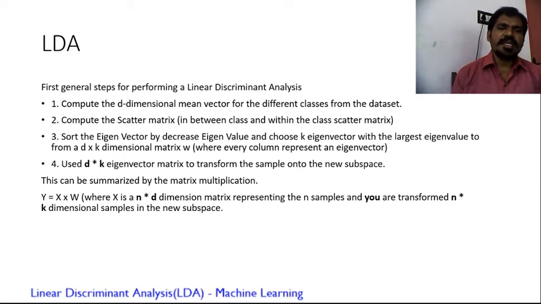So these are the general steps for performing LDA. First we compute the mean vector for the different classes from the dataset. Then we compute the scatter matrix. Then we sort the eigenvectors by decreasing eigenvalue and choose k eigenvectors with the largest eigenvalues to form a d into k dimensional matrix W. Then use this d into k eigenvector matrix to transform the samples onto the new subspace. This can be summarized by the matrix multiplication y is equal to x into w.